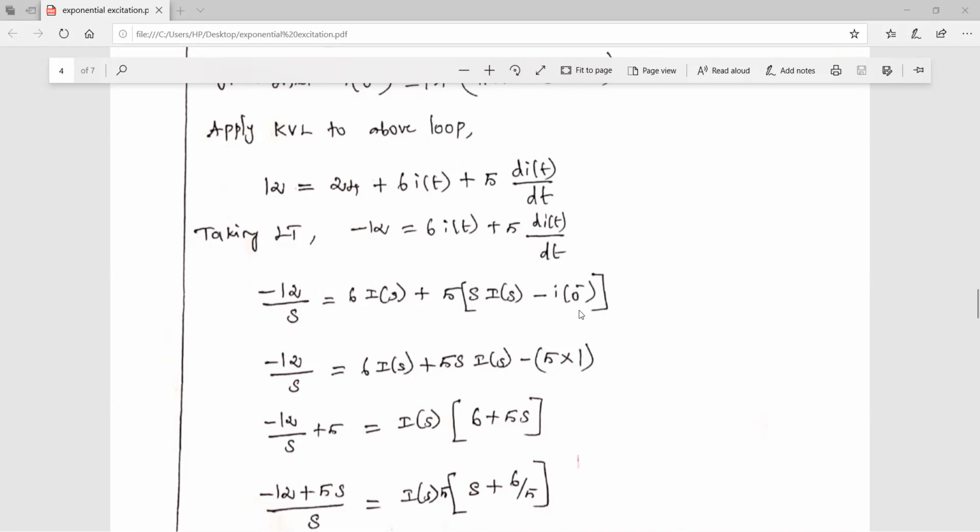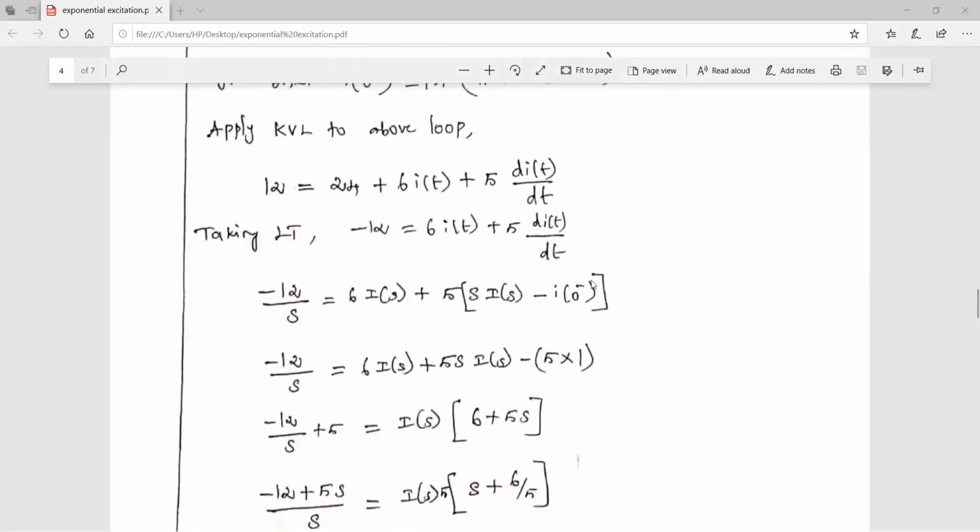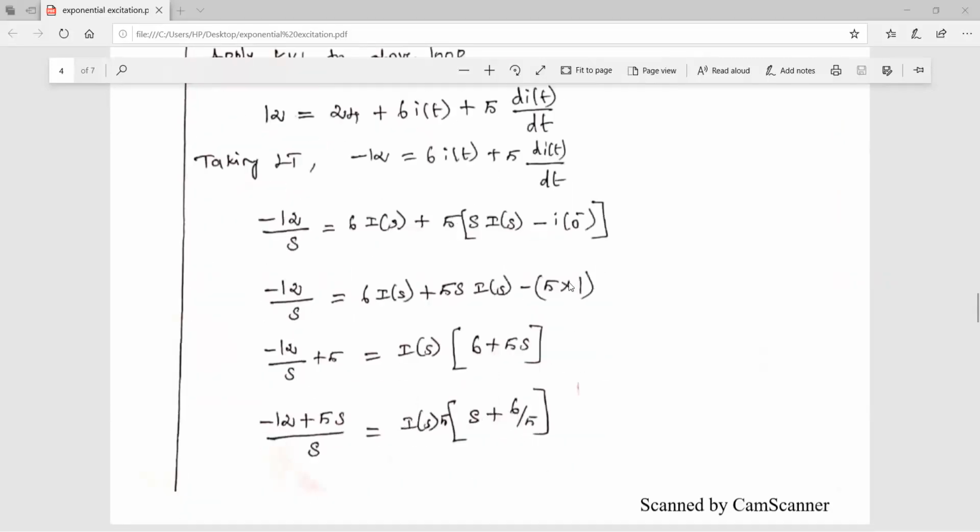In some problems, the initial current is not given. So we have to keep this I of 0 minus as 0. But in this case, the initial current is given as 1 amp. In the question itself, 1 amp is given. So for I of 0 minus, we have to substitute 1. This 5 is common for both terms.